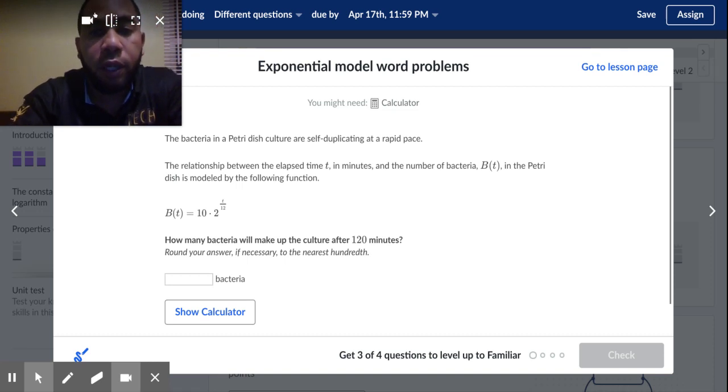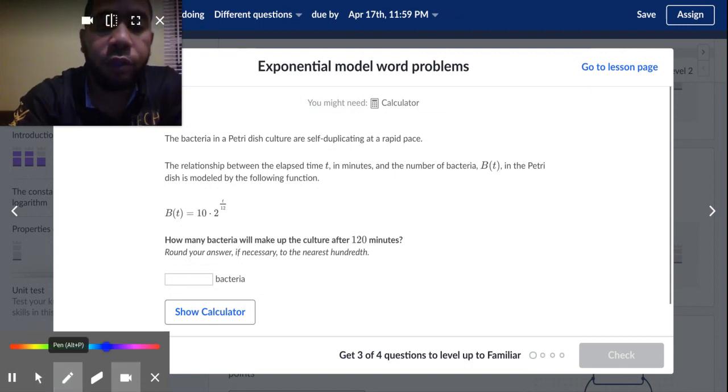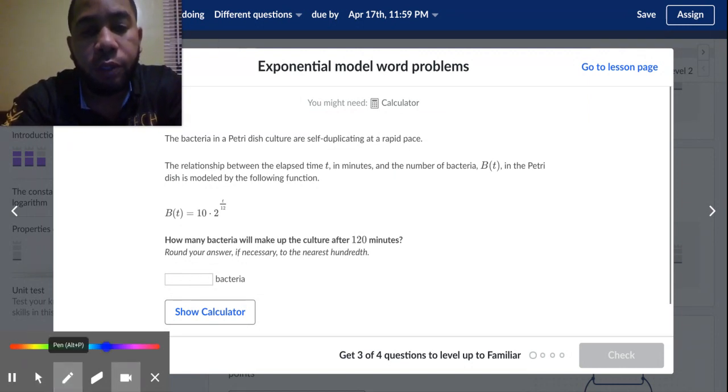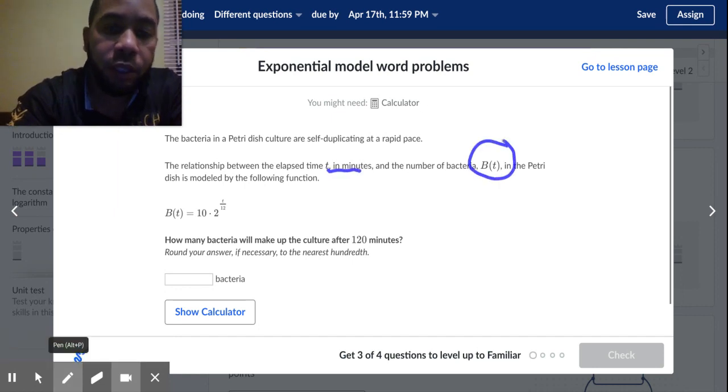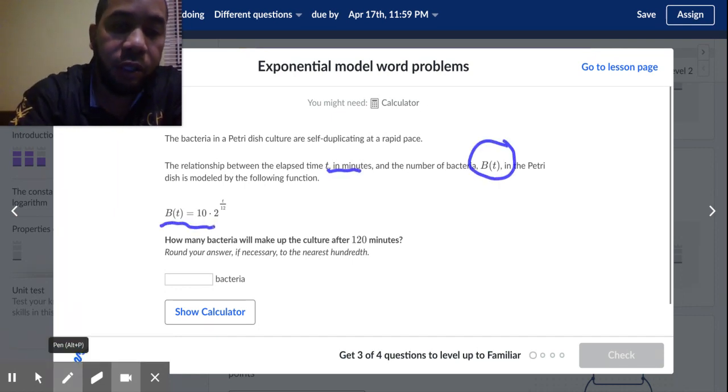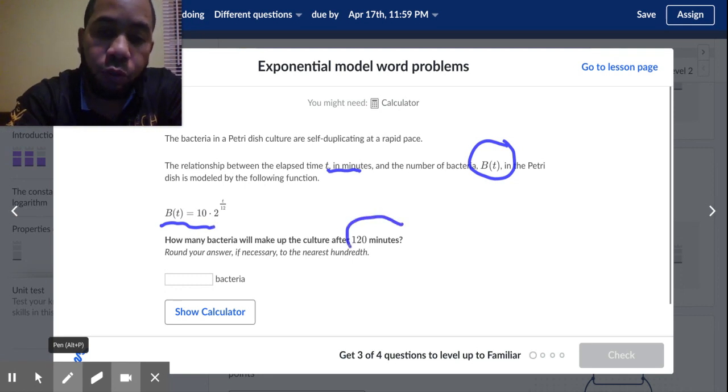All right, so we're looking at exponential models here. This isn't too hard. We got to make sure we identify what we're talking about. So we got bacteria in a petri dish, self-duplicating. They tell us that T is in minutes. They tell us B(T) is the number of bacteria. They give us an equation to find the number of bacteria, and they ask us when T is 120 minutes.